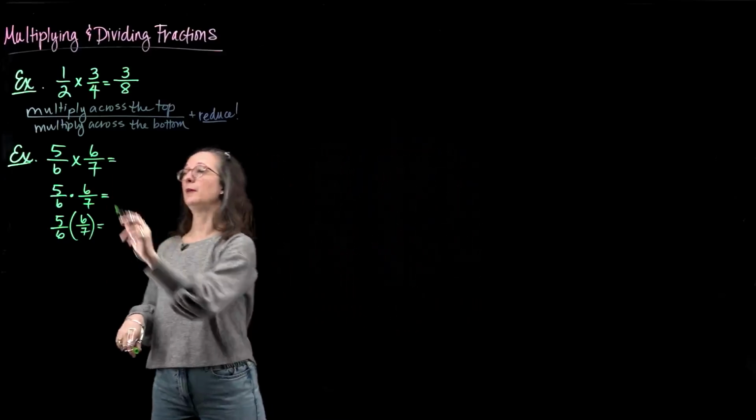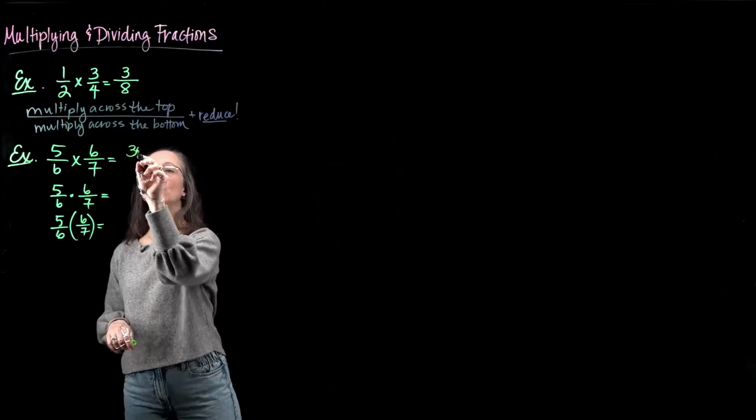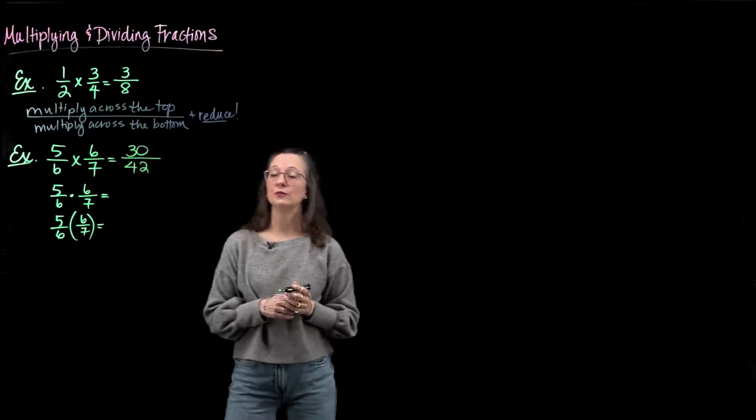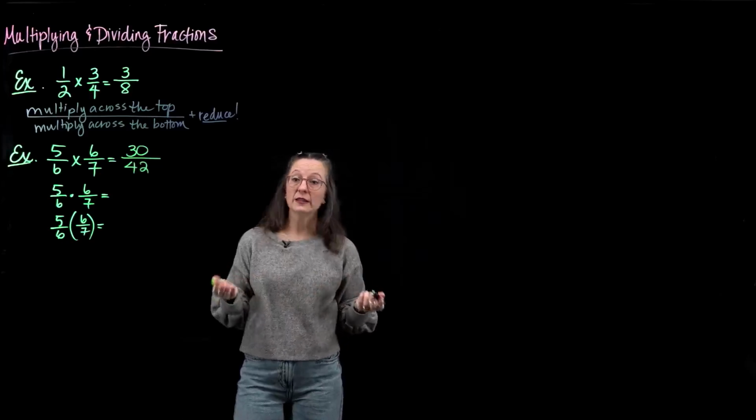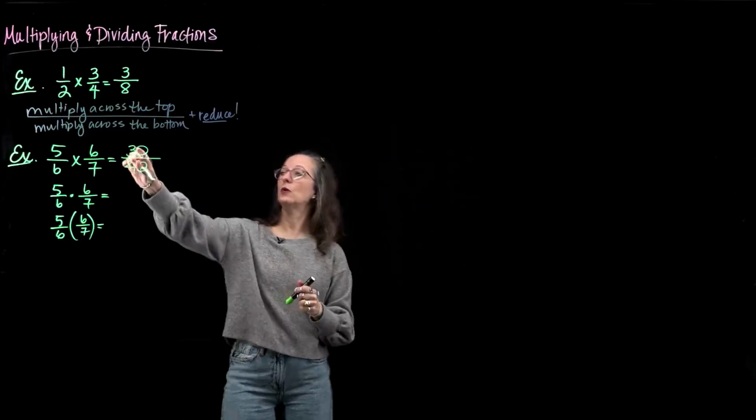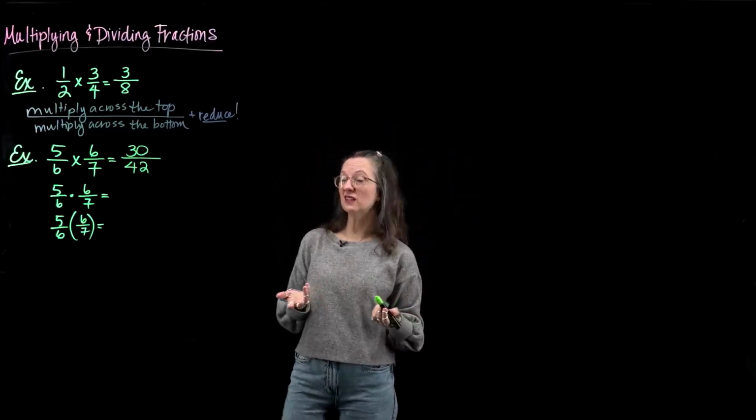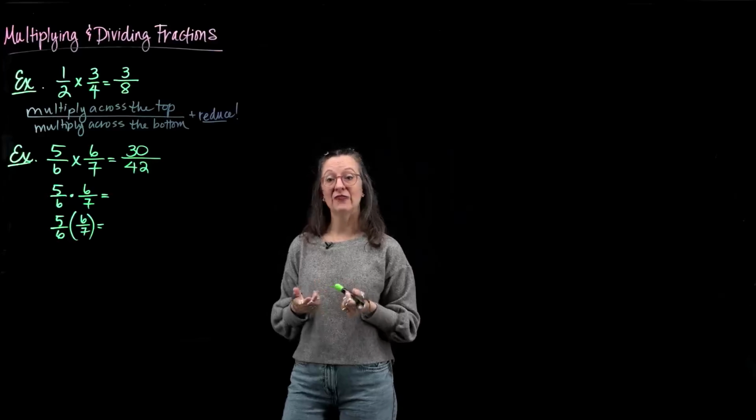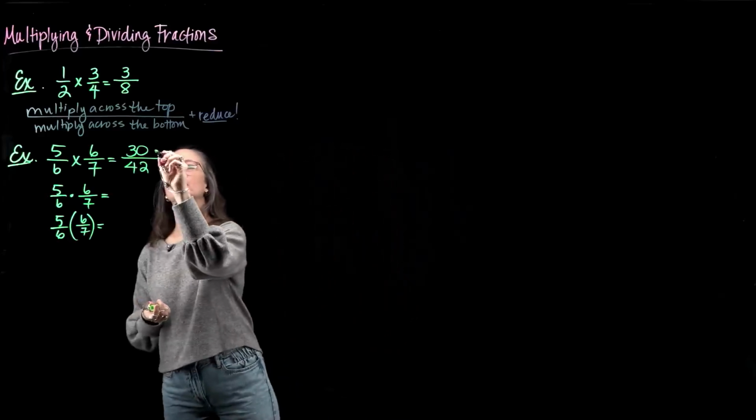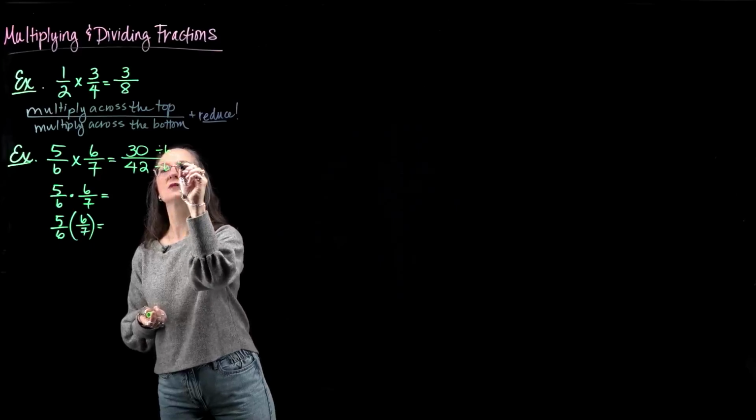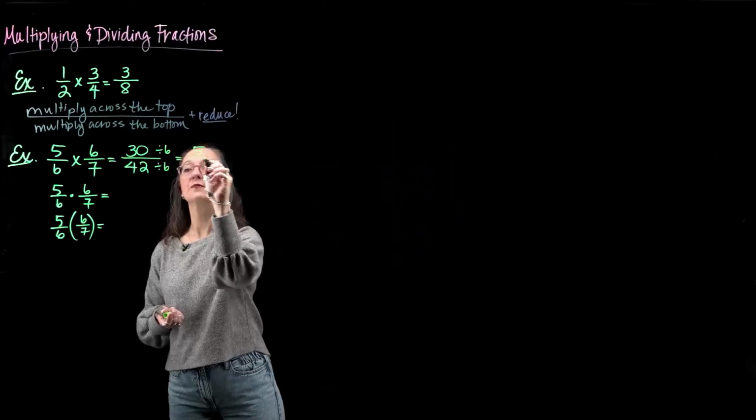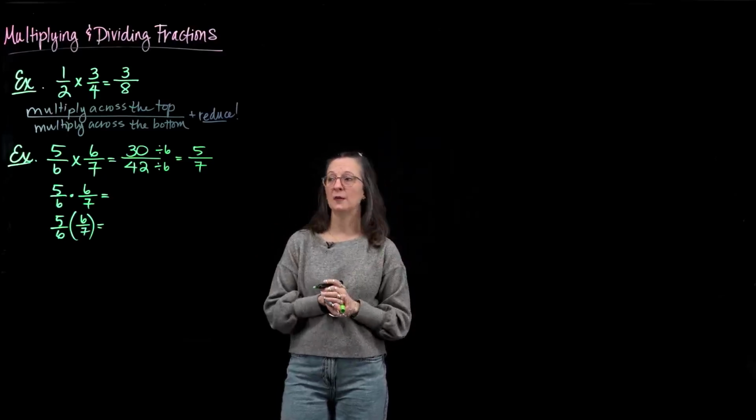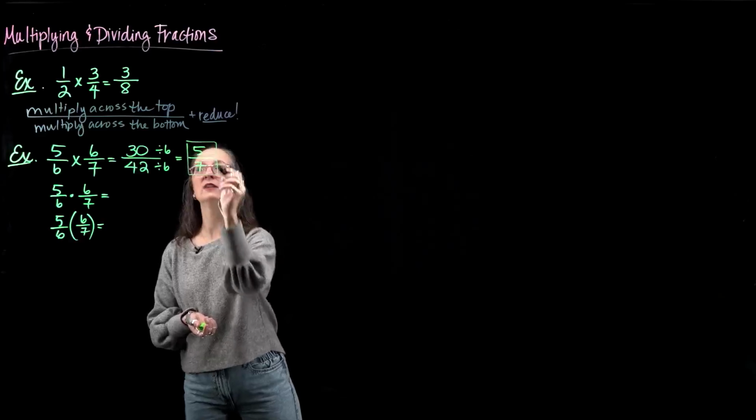All right, let's work this problem. So 5 times 6 is going to give us 30. 6 times 7 is 42. Now we want to look at that and say, can I reduce it? So 30 is 5 times 6. We know that because we just did that multiplication. Both of those are going to have a factor of 6. So I'm going to divide those both by 6 to reduce it. And we'll end up with an answer of 5/7. 5 and 7 don't have any common factors, so that is my final answer.